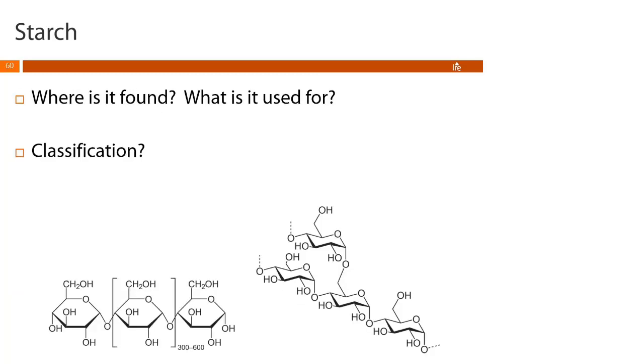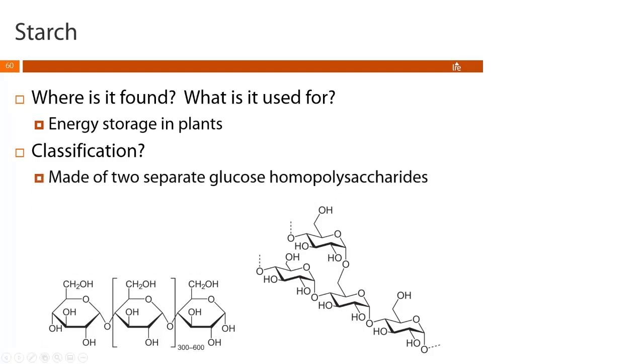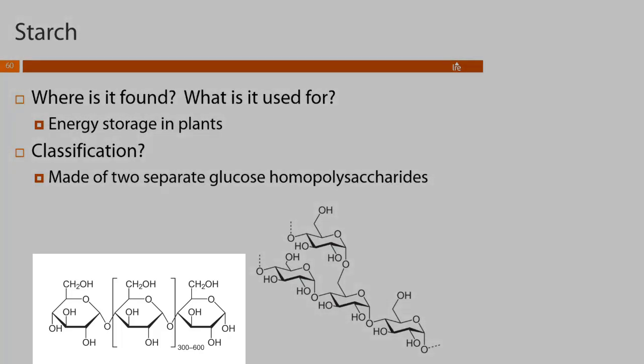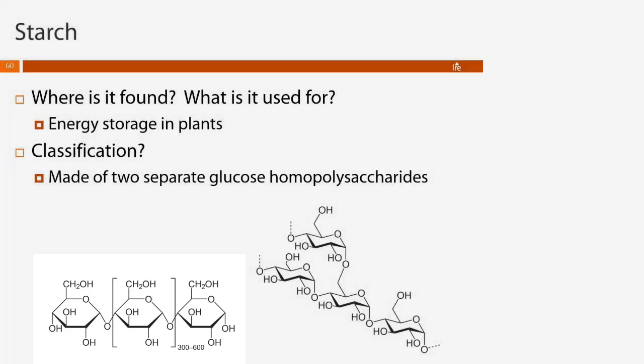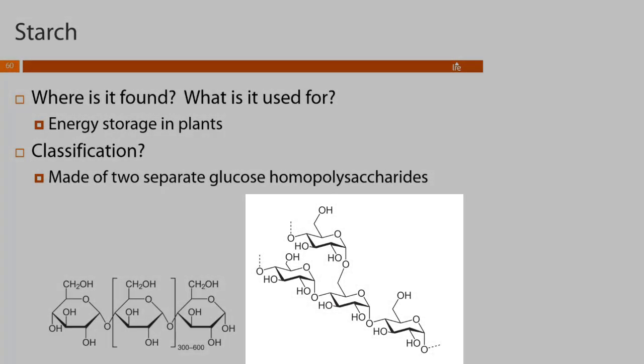Okay, our next polysaccharide is starch, and starch is going to be the primary energy storage molecule in plants. Starch is actually made up of two separate homopolysaccharides, both consisting of glucose residues. On the left, we have the more linear component of starch, which is called amylose. Amylose makes up 20 to 25% of the dry weight of starch, and it consists of glucose residues connected by alpha-1,4 linkages. This other molecule, the more branched form of starch, is amylopectin.